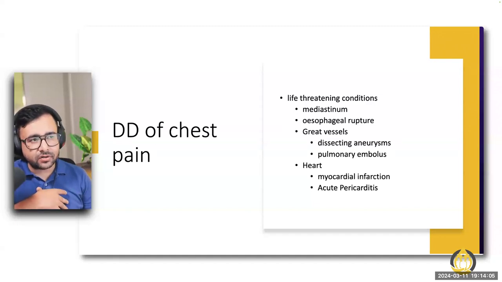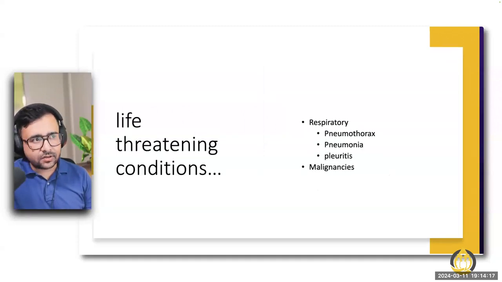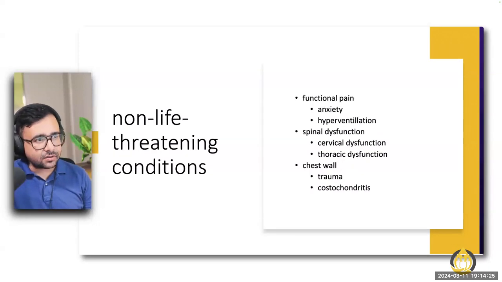So what are the life-threatening conditions? In the mediastinum, it could be an esophageal rupture. It could be great vessels, like dissecting aneurysm or pulmonary embolism. In the heart, it could be myocardial infarction, and it could be acute pericarditis. In the respiratory system, it could be pneumothorax, pneumonia, pleuritis, and it could be malignancies. These are some of the life-threatening conditions.